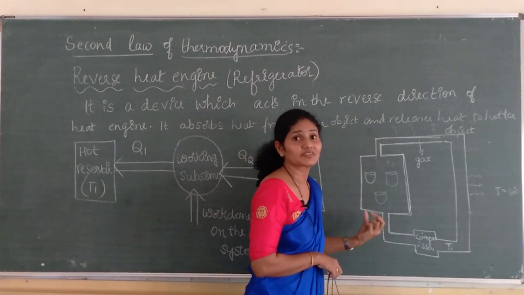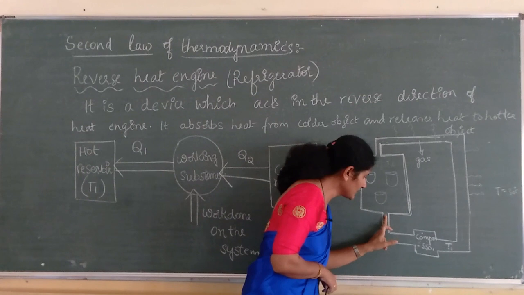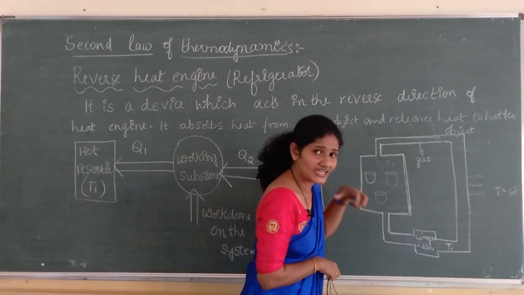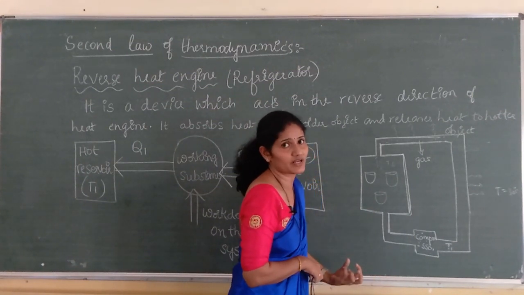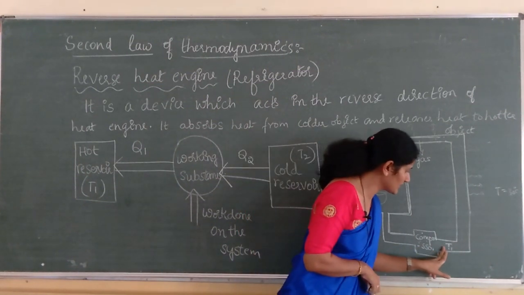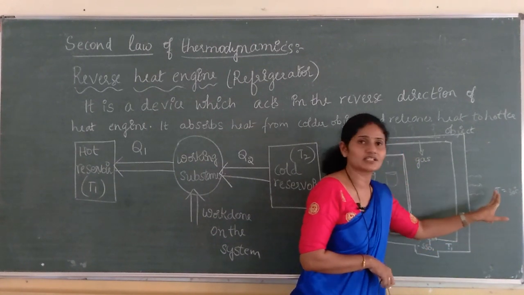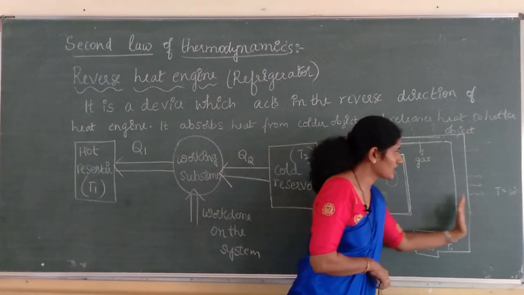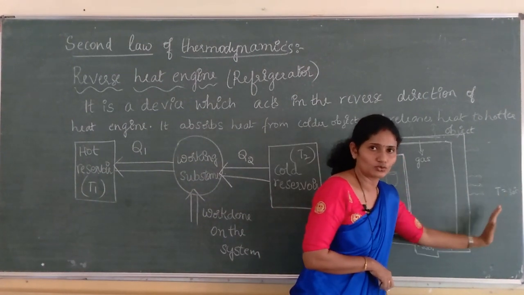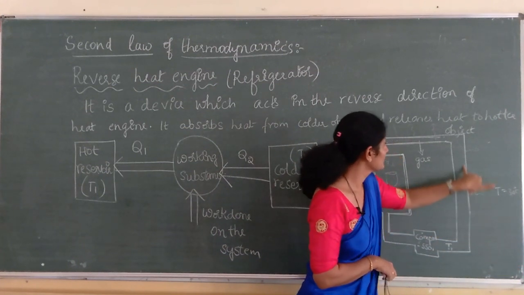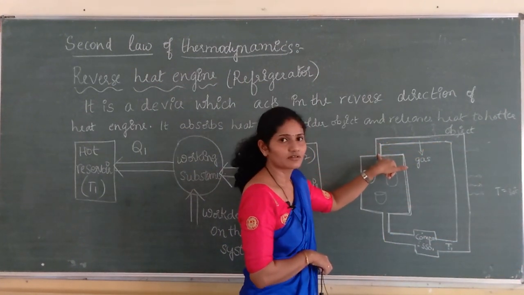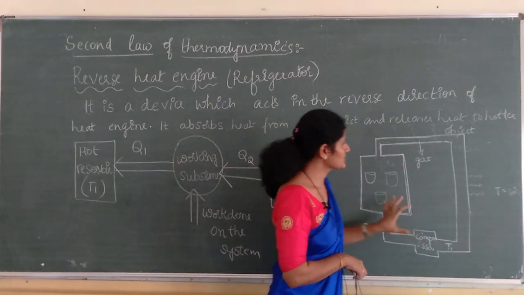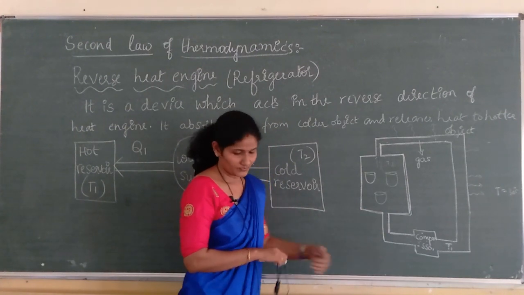Its temperature slightly increases, and when it comes here inside the compressor, the gas is again compressed, pressure increases, temperature increases suddenly. This temperature is greater than the atmospheric temperature. Due to this temperature difference, heat energy is radiated to the atmosphere, and finally it comes here, and again the process continues. So, this is the working of refrigerator.